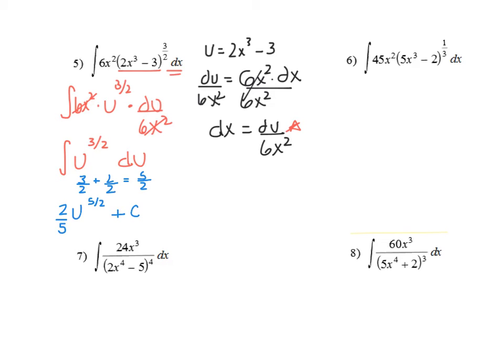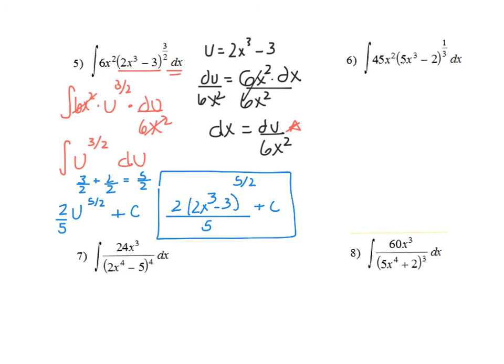So my final answer should be 2u, which is 2x to the third minus 3 to the 5 halves, all over 5 plus c. Now, you have a choice. You could put this all over 5, or you could have written it as 2/5 parentheses to the 5/3. Same concept, but you probably will see it as a multiple choice this way.